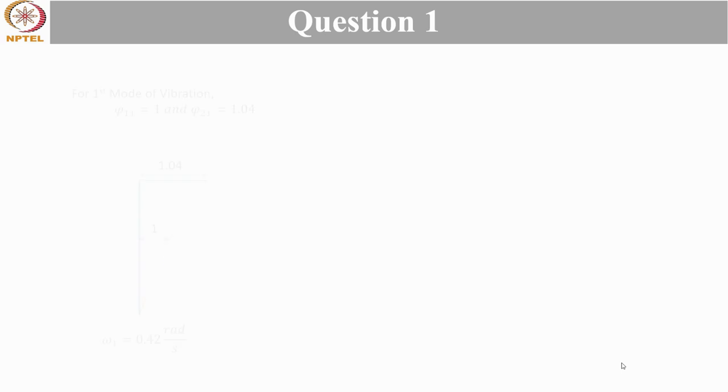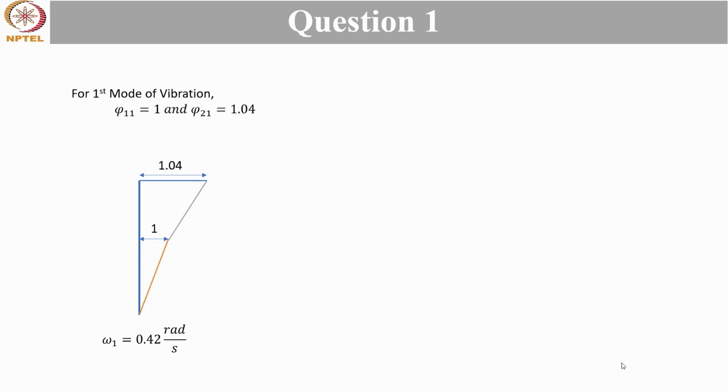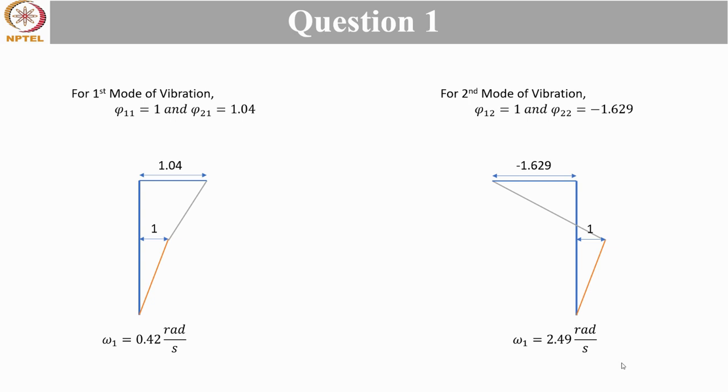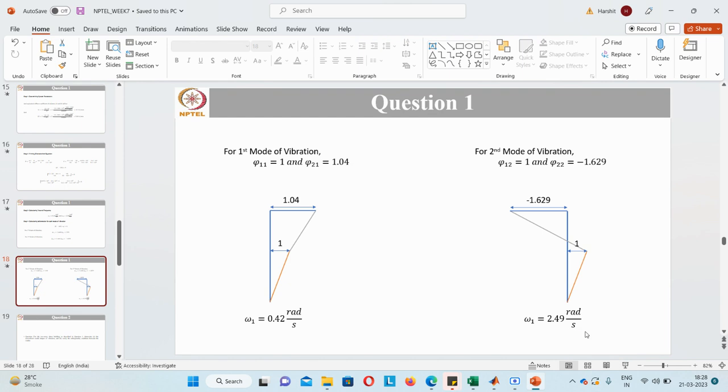So based on the deformation obtained, the deformation curve for the first mode of vibration can be plotted like this, and for the second mode of vibration can be plotted like this. So we can see with changing mode of vibration how the response of the system is changing from being in one direction to getting an opposite direction. I hope this question was clear to everyone. Yes, sir, clear.